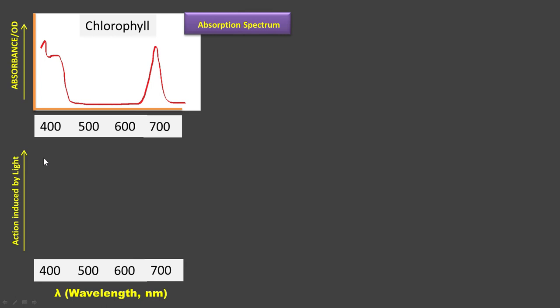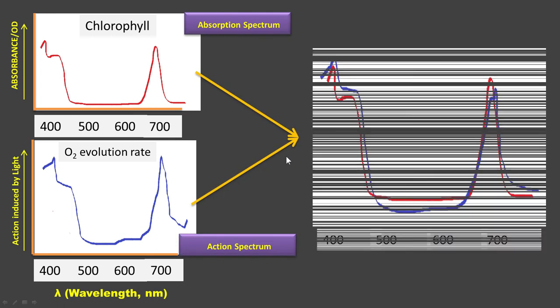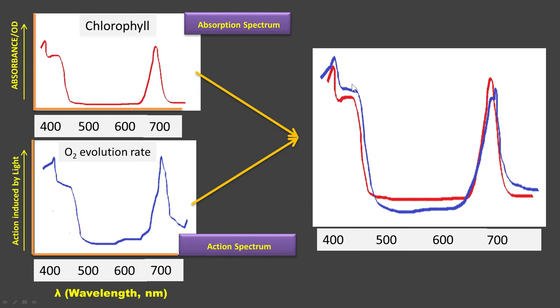Similarly, when we plot a graph between action induced by light and wavelength, the obtained curve is the action spectrum. In the case of intact chloroplast, if we take the oxygen evolution rate as the action induced by light versus the wavelength, it is clear that at blue and red, maximum oxygen evolution is seen. When we compare both graphs, the absorption spectrum and the action spectrum, we find they are superimposing each other. That shows the importance of absorption and action spectra.